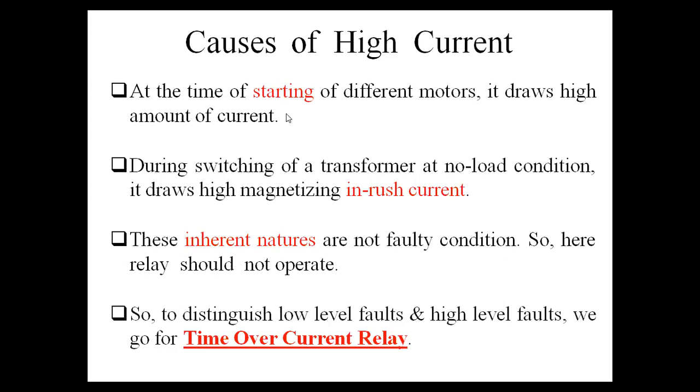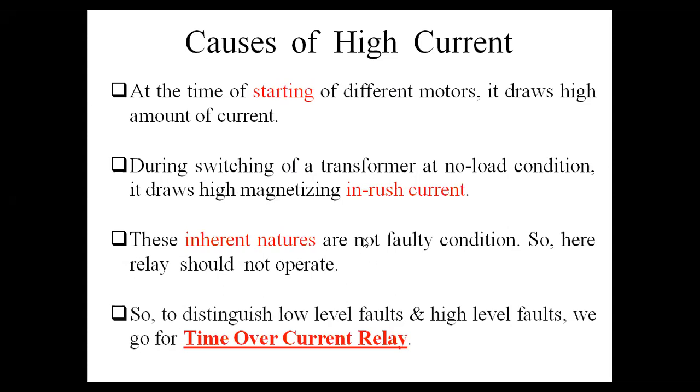Okay, what we call the starting current in a motor, we call the switching current in a transformer the inrush current. It has a high value. So this is basically the inherent nature of the system: high starting armature current for the motor, or inrush current for the transformer. These are inherent nature, not faulty conditions.